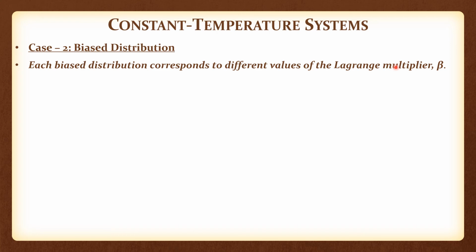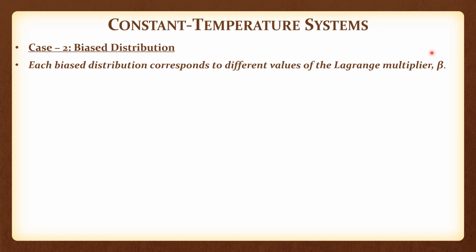So this means, depending on the nature of my distribution, I will get different Lagrange multipliers. This is the first conclusion that I come to.